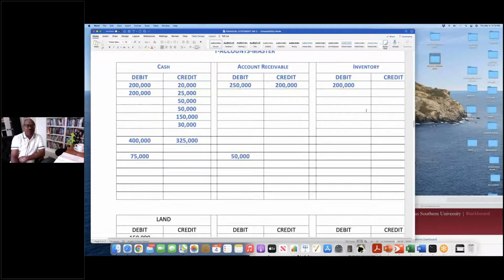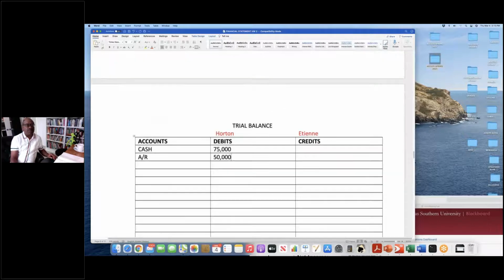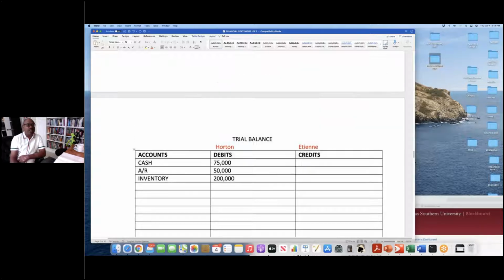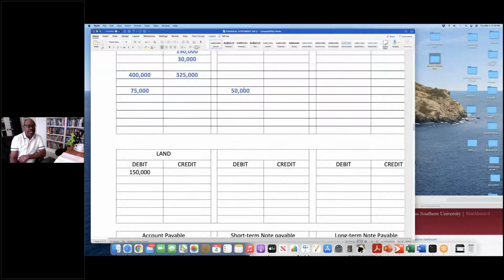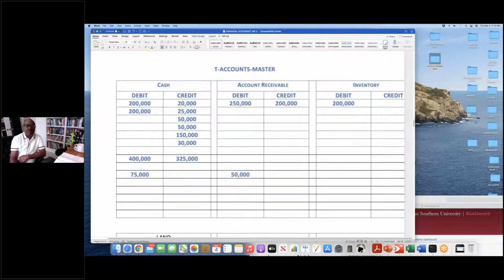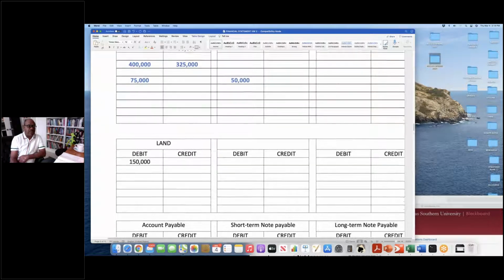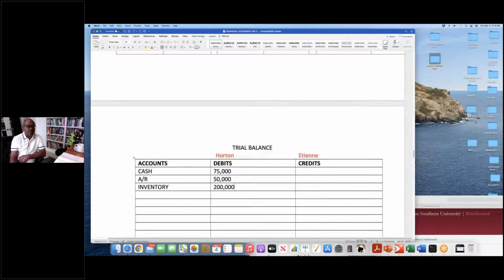Inventory is what? 200,000 for debit. What else do you have on the debit side? Inventory. Then we have what? Land? Yeah, land. That's going to be 150,000.